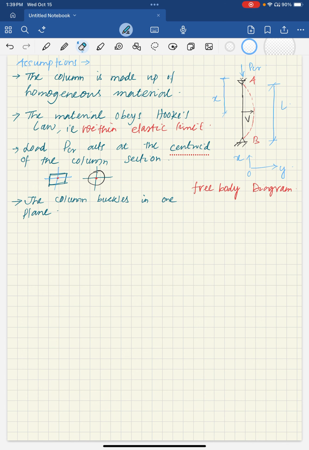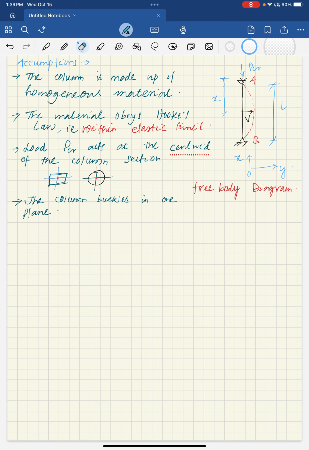So in this figure on my right hand side, you can see there is a column which is named A and B, and a compressive axial force PCR is applied at the top end A, and the total length of the column is L. And PCR is exactly a load which is called the critical load.